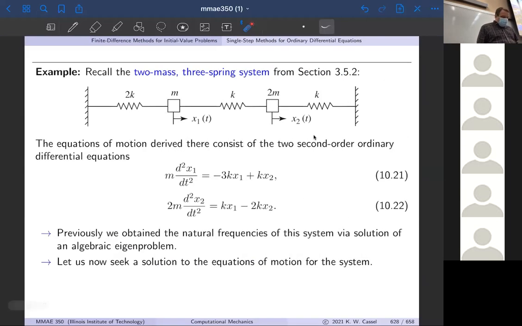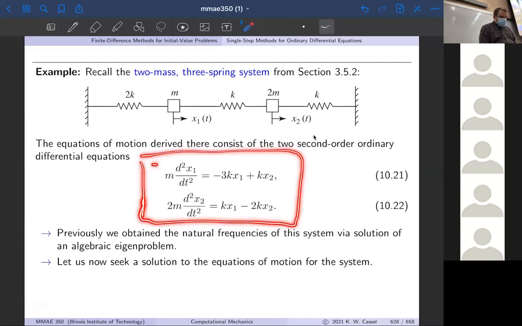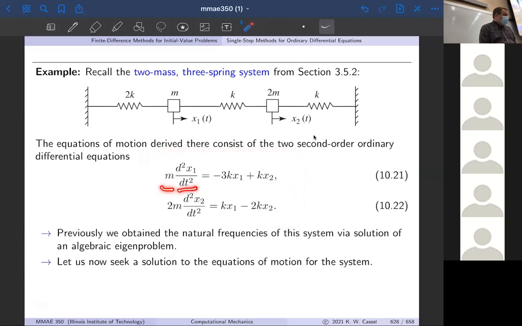We also had the 2 mass 3 spring system way back in chapter 3 that I used to motivate systems of equations there and also eigenproblems. So remember at the time we used Newton's second law on these 2 masses to derive the 2 equations. And they were 2 second order equations because we have mass times acceleration, which is a second derivative of position, is equal to the sum of the forces. And the sum of the forces are because of the presence of the 3 springs. So we derived these way back in chapter 3. You can look at that. And then we did some analysis to determine natural frequencies that involved the algebraic eigenproblem.